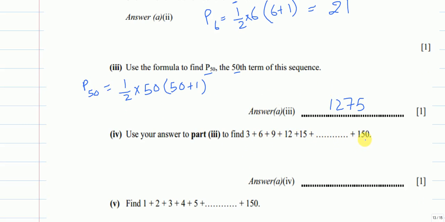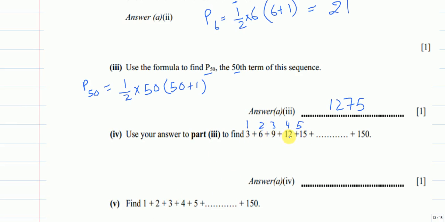Okay, part 4. Use your answer to part 3 to find 3 plus 6 plus 9 plus 12 plus 15 up to 150. Now this part is a bit tricky. There are 2 things you should know before we can start. First of all, the sequence is now different. Before we had 1, 2, 3, 4; the sequence is now 3, 6, 9, 12. They are multiples of 3. So this is my first term, my second term, my third term, my fourth term, and fifth term, and so on.